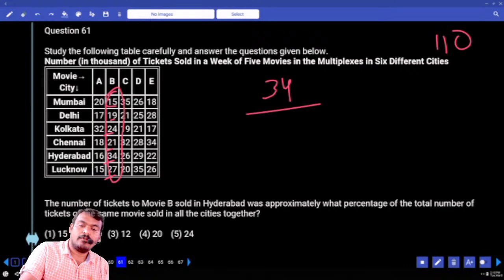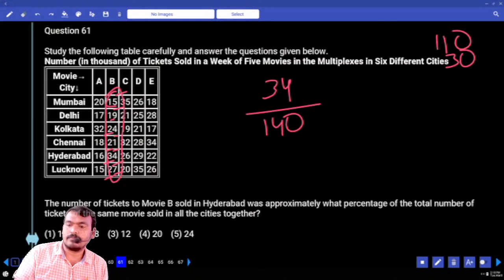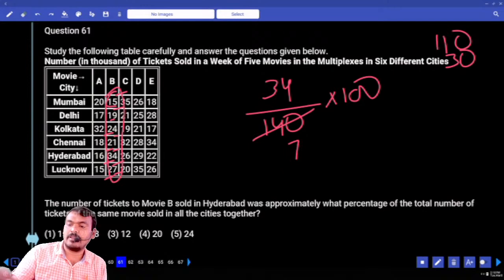Next, the units positions: 5 plus 9, 14 plus 4, 18 plus 1, 19 plus 4, 23 plus 7, 30 plus 30. 110 plus 30, 140. 34 upon which value? 140. Converted to percent. Okay. 20 is almost how many times the denominator? 7. Numerator? 5.